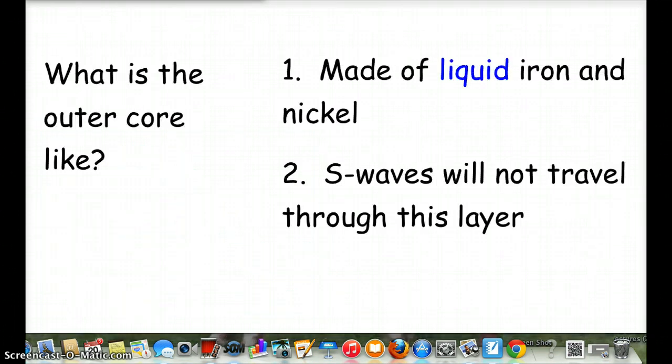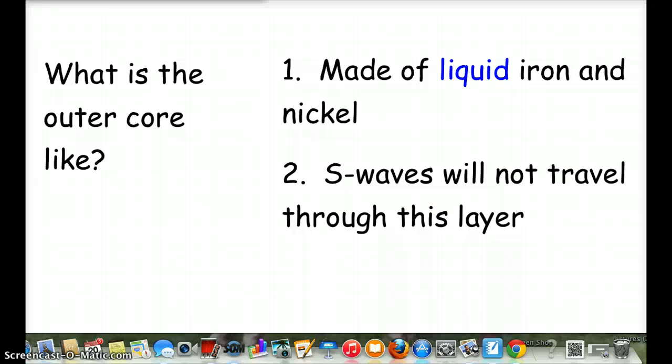So we're going to go on to the outer core, and this is liquid iron and nickel. And again, we know this because S waves will not travel through this layer. They are shear waves, they do not travel through liquid. The fact that the S waves have such a huge shadow zone on the Earth tells us that the outer core is blocking those waves from reaching the other side of the Earth.